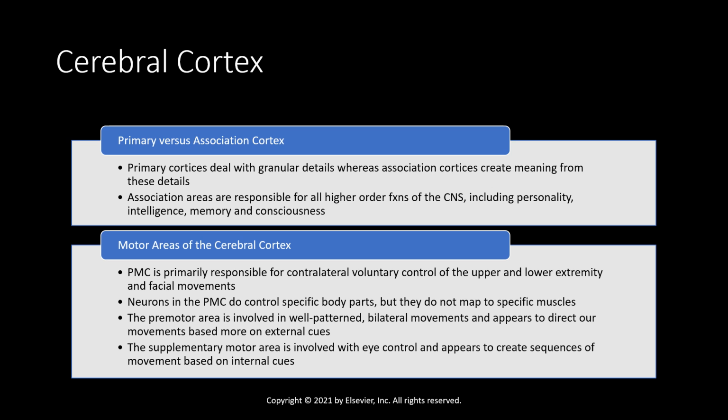Neurons in the primary motor cortex do control specific body parts, but they do not map to specific muscles. And so we will take a look at the homunculus that shows the regions for the body that are mapped by the different areas of the brain. The premotor area is involved in well-patterned bilateral movements and appears to direct our movements based more on external cues. And the supplementary motor area is involved with eye control and appears to create sequences of movement based on internal cues.